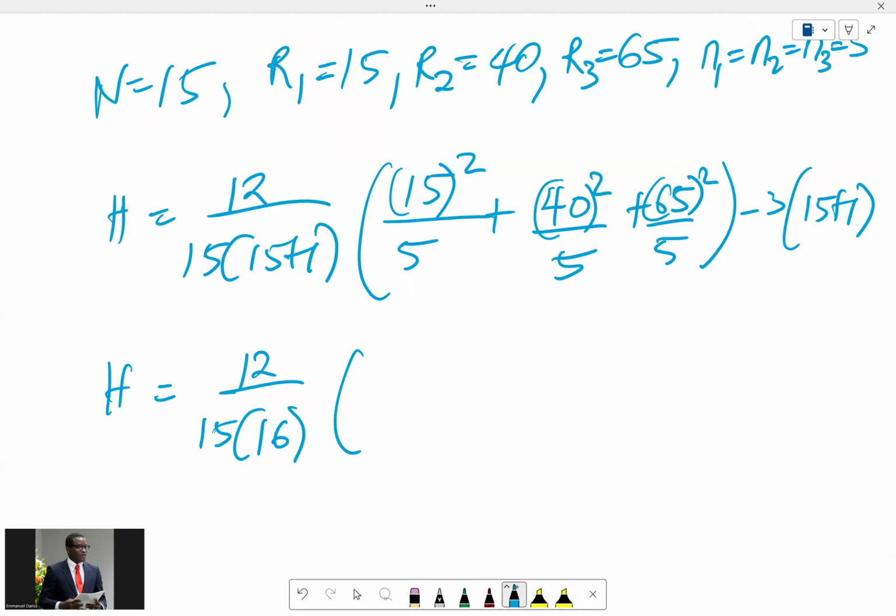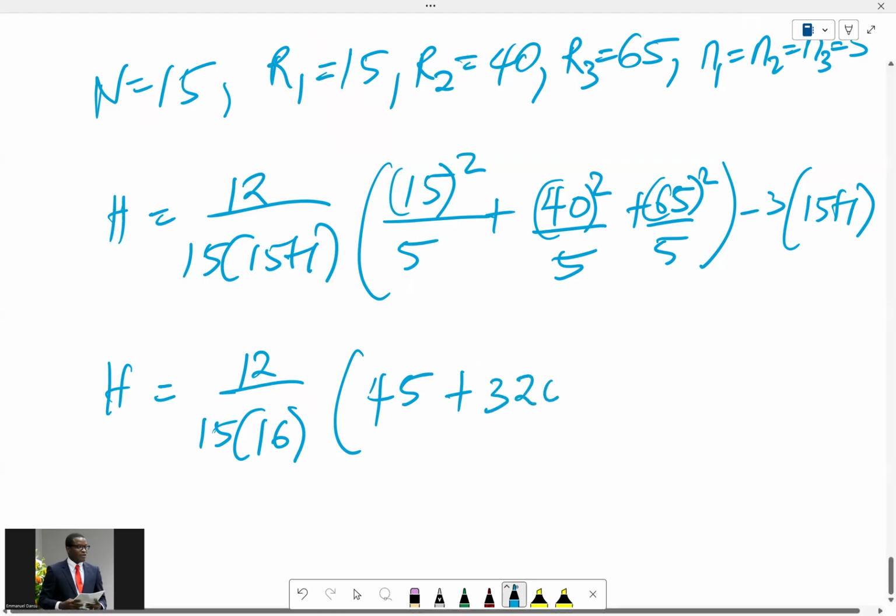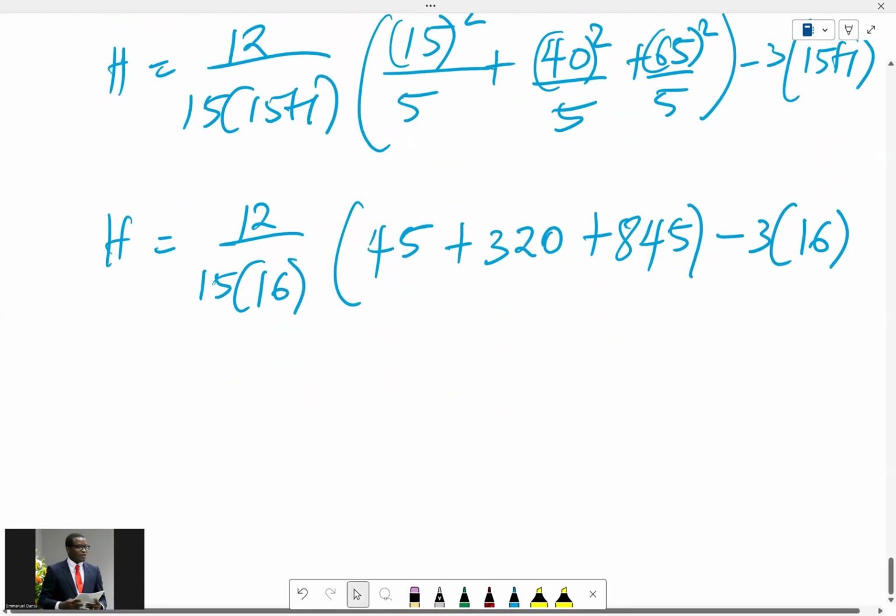225 divided by 5 is simply 45. Then 40 times 40 divided by 5, that is like 8 times 40, that's 320. Then 65 times 65 divided by 5, that's 13 times 65, which should be 845, minus 3 into 16. That's 15 plus 1. And we try to tidy things up. H is equal to 12 over 15 times 60.